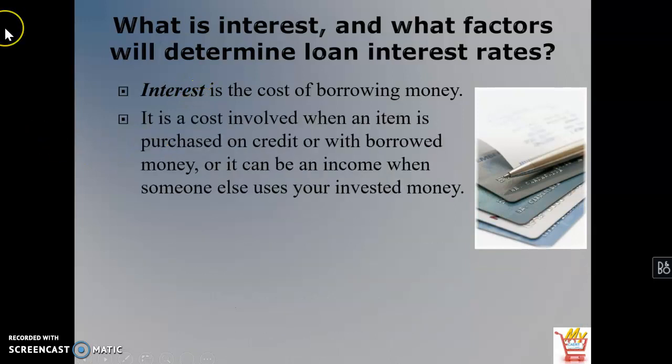It is a cost involved when an item is purchased on credit or with borrowed money, or it can be income when someone else uses your invested money. So you can pay interest, but you can also earn interest, and we'll talk about that a little bit later.